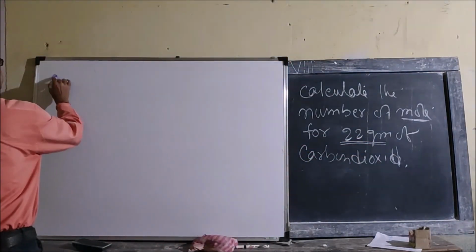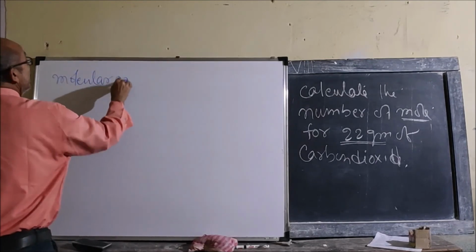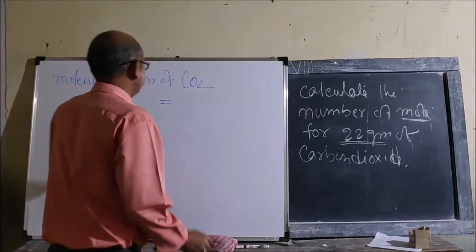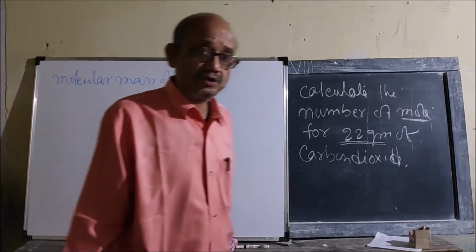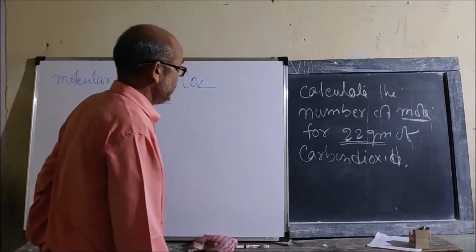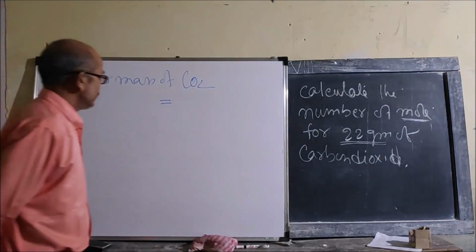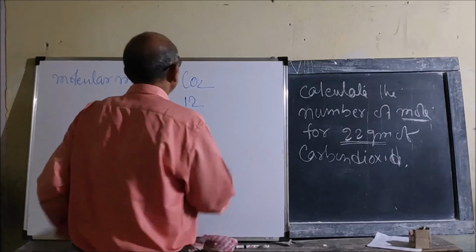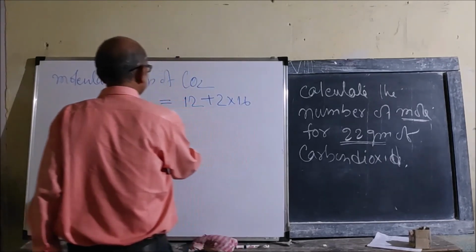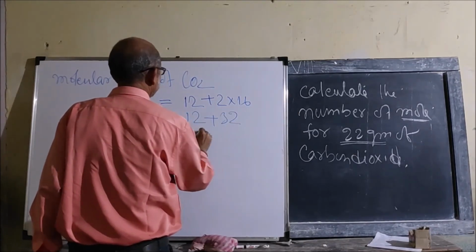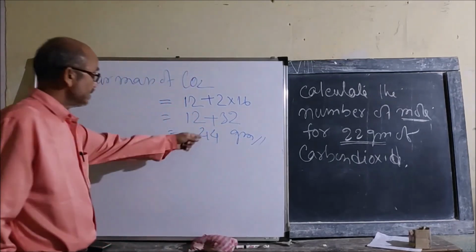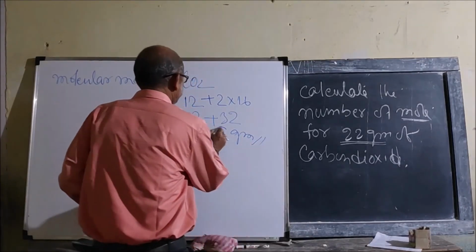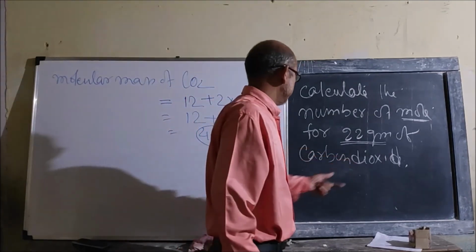So we have to write carbon dioxide, CO2. Carbon, atomic mass 12, and oxygen 2 into 16. In gram, the mass of the carbon dioxide is 44 gram. It is the original figure obtained from the carbon dioxide.